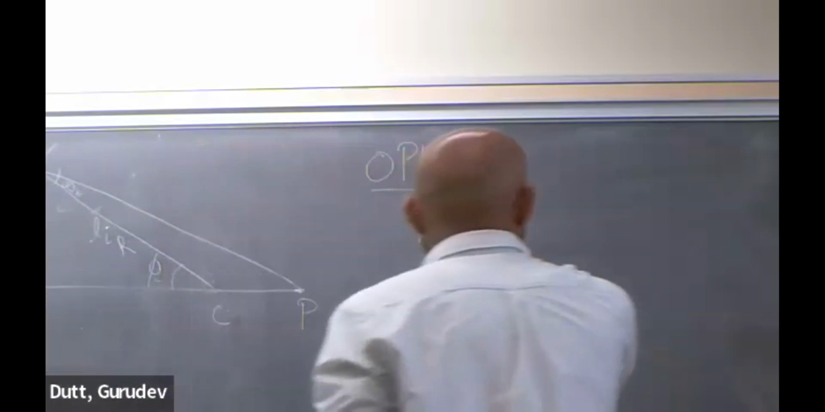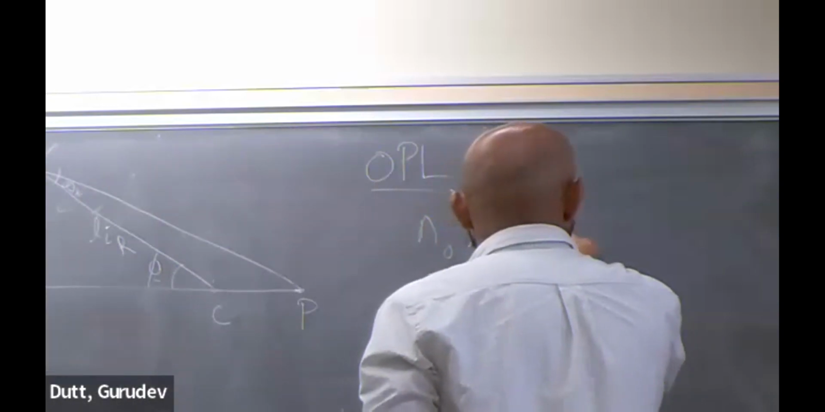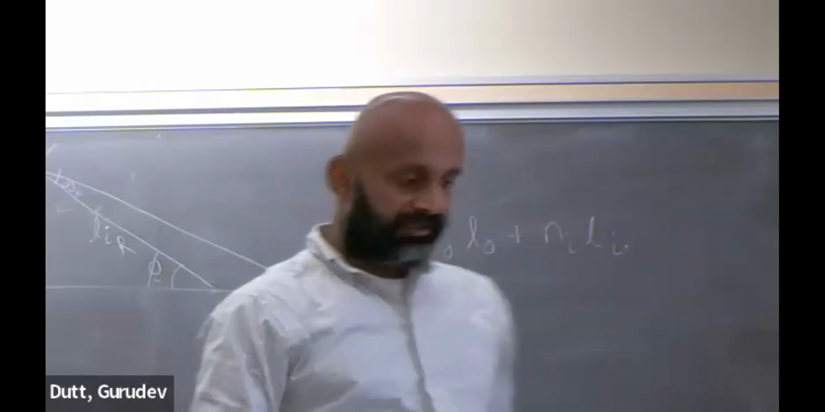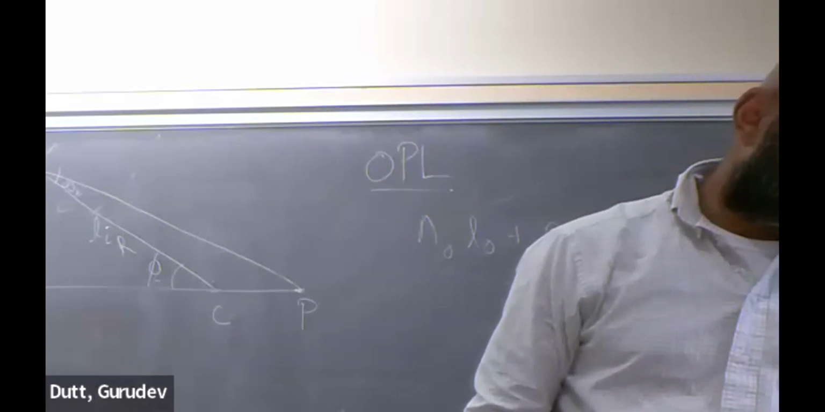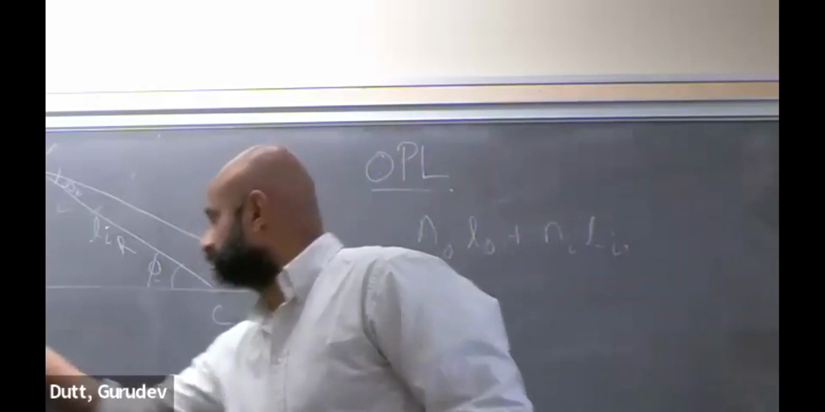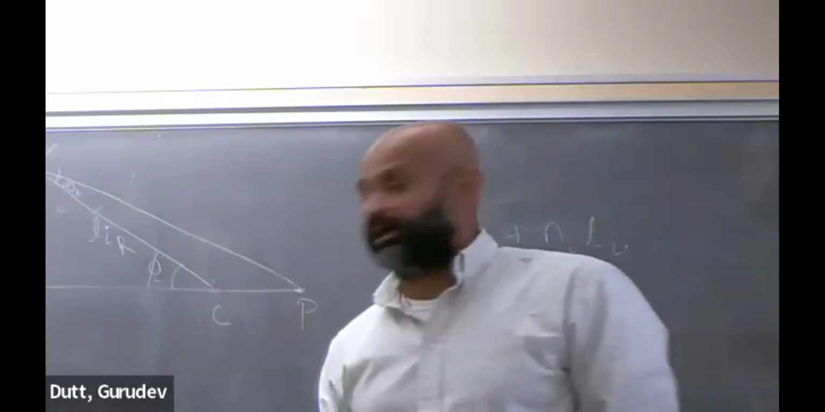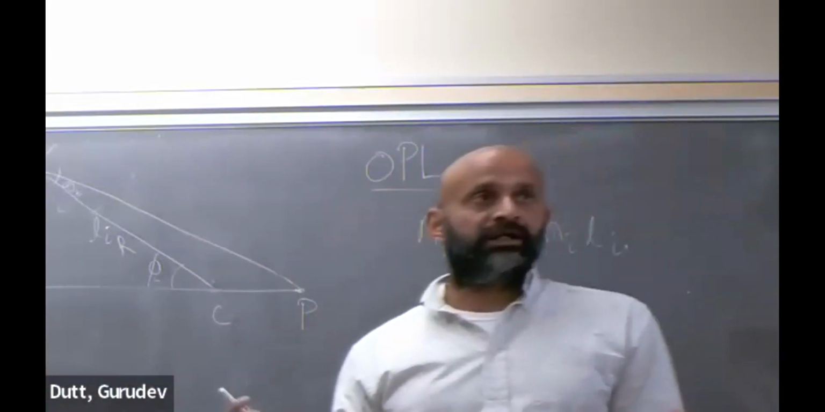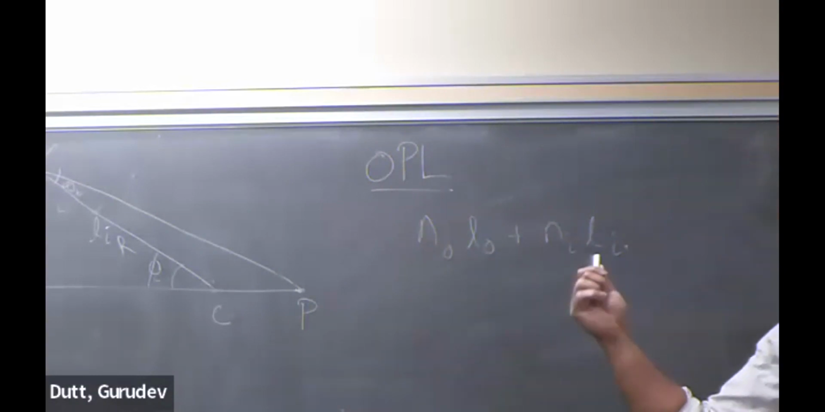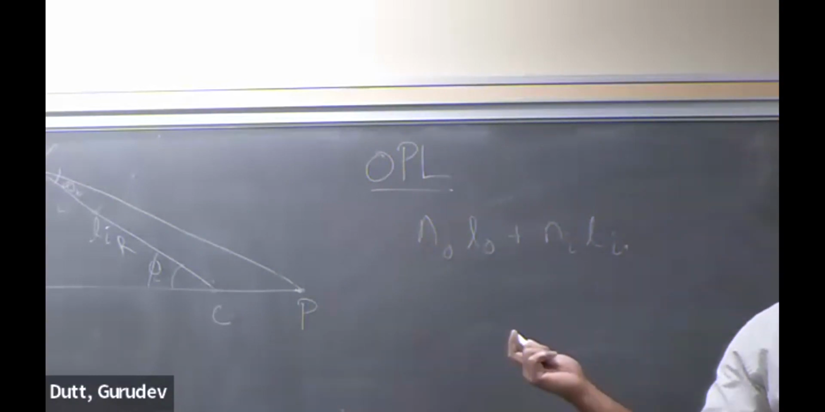So the optical path length is simply N naught L naught plus Ni Li. And this must be a constant, equal to the total length from S to P. More importantly, what I'm trying to point out is that because this must be a constant, it's the same for all the rays.